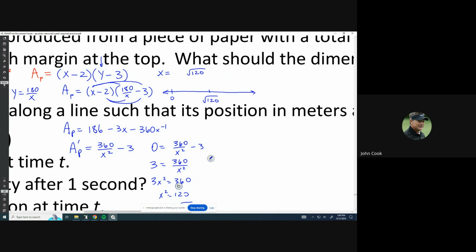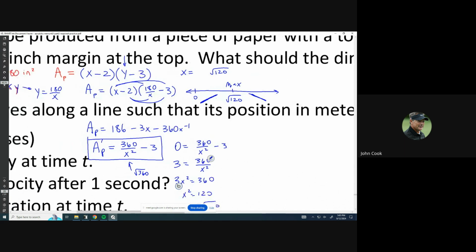So let's pick a number between 0 and square root of 120 to plug into this derivative equation right down here. Maybe a good number to use would be 1, because if I plug in 1, 1 squared is just 1. 360 over 1 is 360, and 360 minus 3 is some positive number. So that means it's going to be increasing there, so up. And then a number that's greater than square root of 120, I'm guessing a good one would be the square root of 360, because if I square it, it's just 360, and 360 over 360 is 1. 1 minus 3 is going to be a negative number, so it's going to be decreasing on the right-hand side. So sure enough, that gives us a maximum at that point.